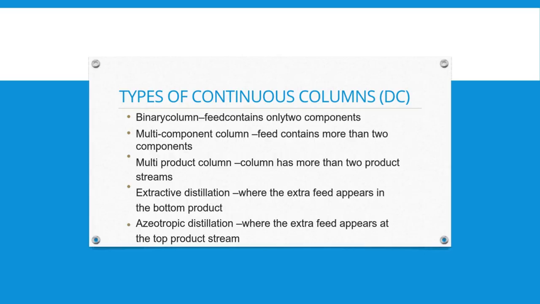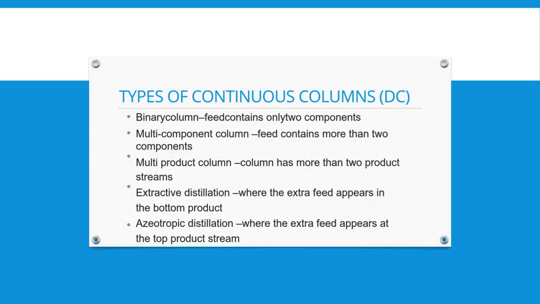These are types of continuous columns. Binary column feed contains only two components. Multi-component column feed contains more than two components. Multi-product column has more than two product streams. Extractive distillation where the extra feed appears in the bottom product, and azeotropic distillation where the extra feed appears at the top product stream.